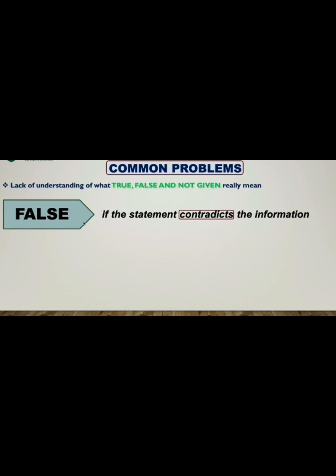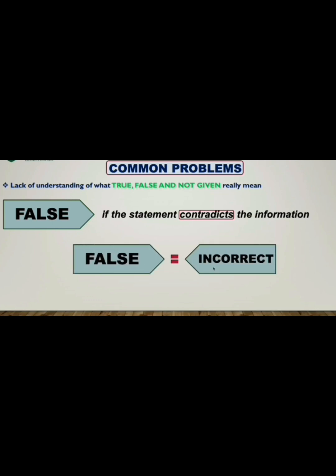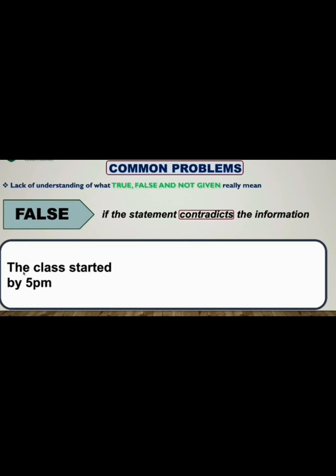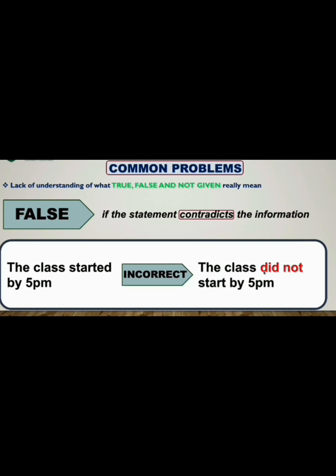Now this false option is a really tricky one for lots of IELTS students, and it shouldn't be so if only you can just realize that false means incorrect. So the answer will only be false if the statement is incorrect. Let's take a look at this sentence here. It says the class started by 5 p.m. So what will be the incorrect form of this statement? If the class did not start by 5 p.m., then this statement is incorrect.